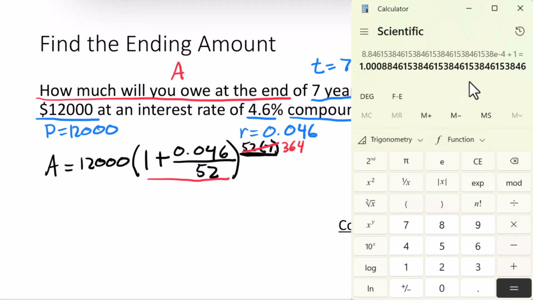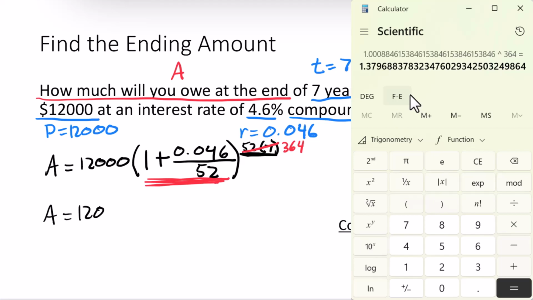And so I take this decimal and I'm going to add 1 to it. And that gives me this decimal here, and you can see this is 0.0088, etc. And then this number is all of the stuff that's inside of the parentheses. So I'm going to take that number and I'm going to raise it to an exponent of 364. And that gives me this number. And so I can write this down just in case I make a mistake or something later on, so I don't have to recalculate all that. So this is going to be 1.379688.